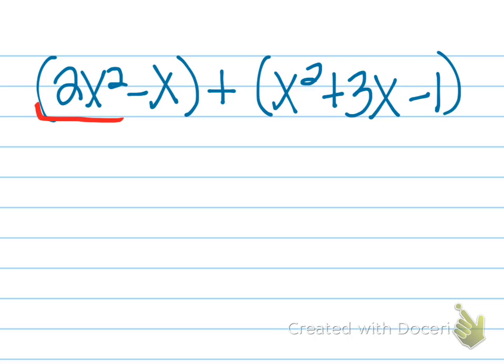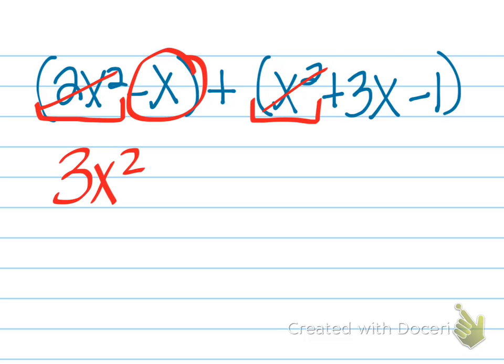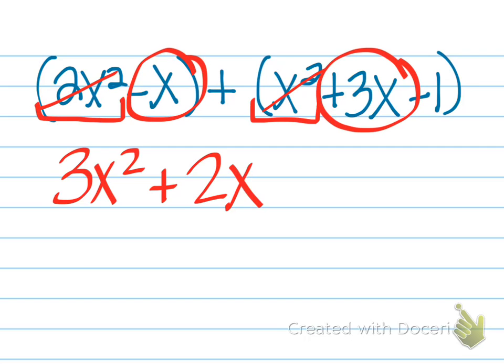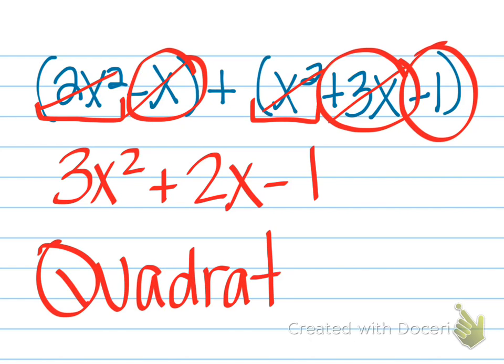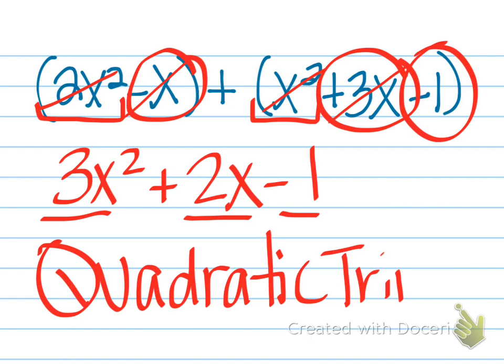So I've got 2x squared plus x squared means I have 3 total x squareds. Then I have negative x and positive 3x, which means I have a total of positive 2x's. And then I have a negative 1 on the end. If I wanted to classify this one, it would be a quadratic because it has an x squared and it's 3 terms, so it's a trinomial.